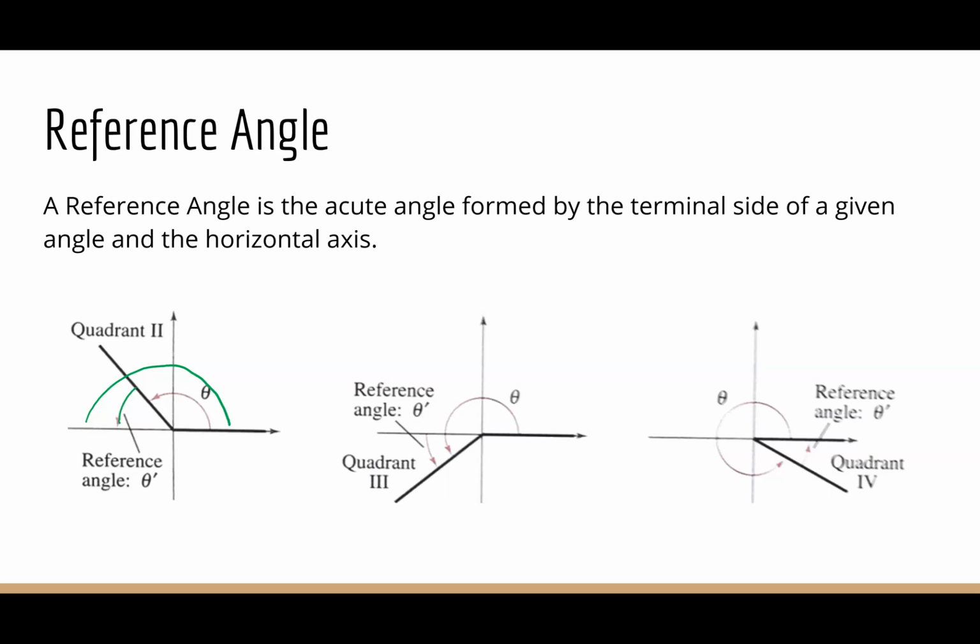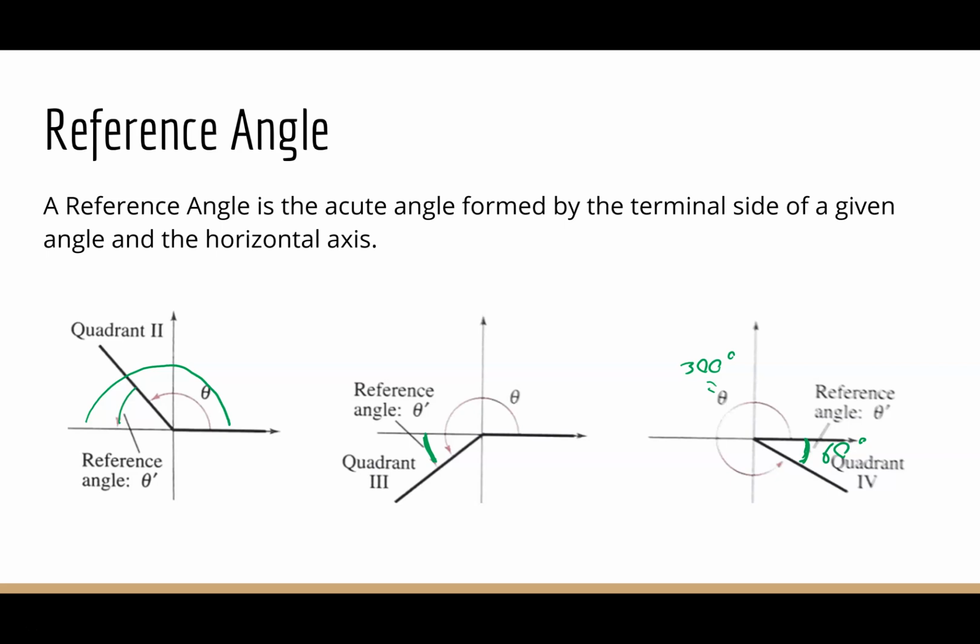In quadrant 3, the reference angle is right here because we're always going back to the horizontal axis, the x-axis. In this case, theta is more than 180, so we subtract 180 to get our theta prime. Or vice versa, if we have the reference angle, we add 180 to get the regular angle. In quadrant 4, we just complete the circle, complete the 360 or the 2 pi, to get the reference angle. So if our initial angle was 300, then the reference angle would be 60 to complete the 360.